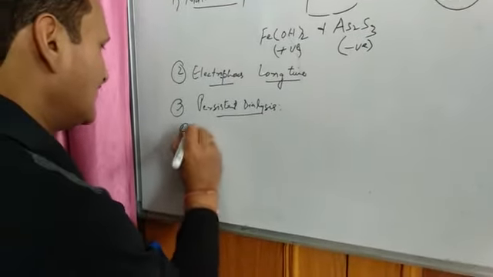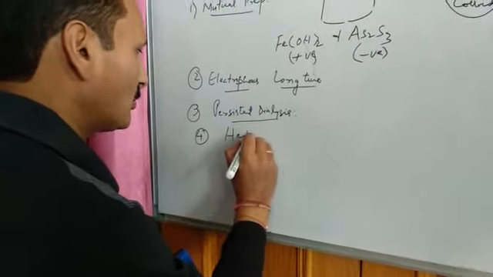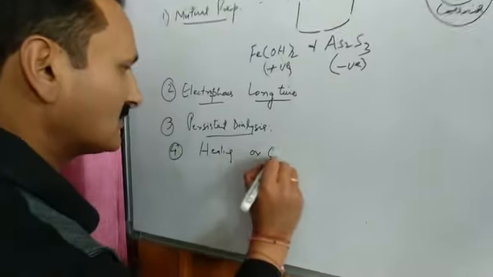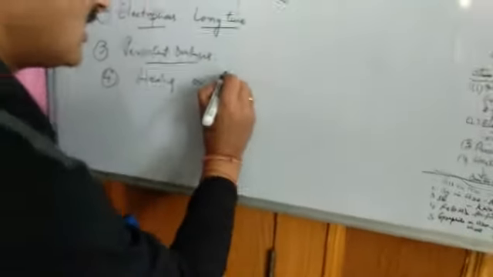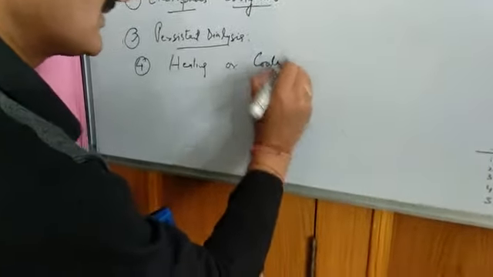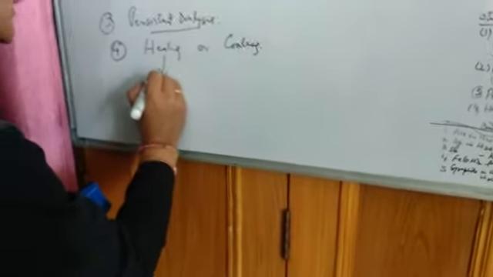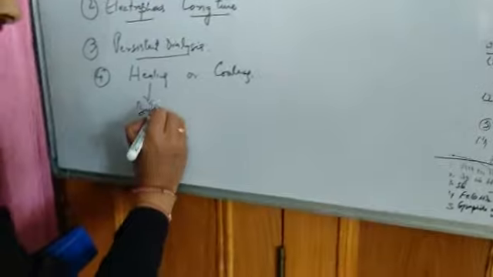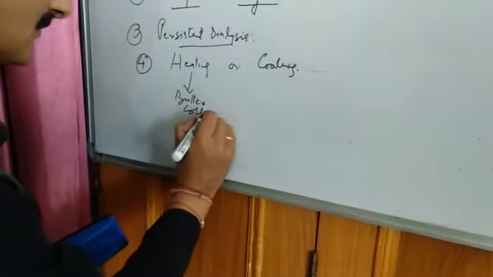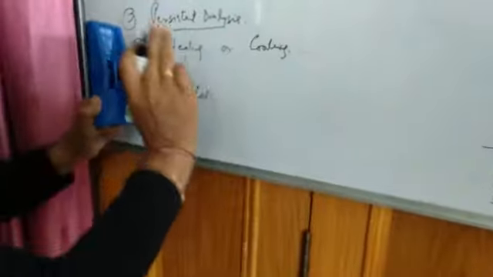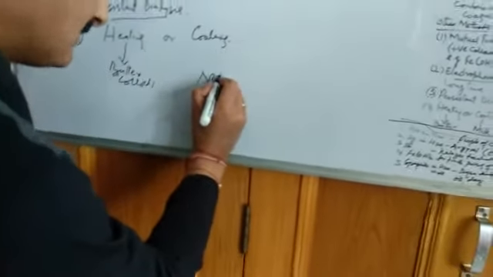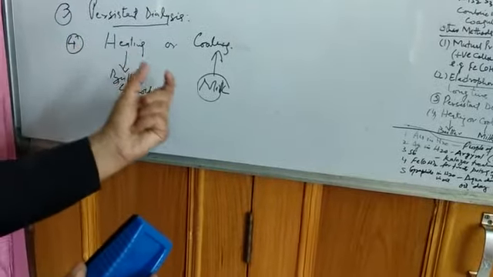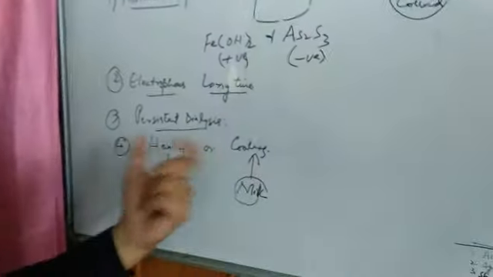And one more method is there, that is heating or cooling the colloidal solution. Sometimes we can coagulate a colloidal solution by either heating or cooling. For example, if butter is a colloid and it is heated, it gets coagulated. Similarly, if milk is cooled to a very low temperature, it too gets coagulated. So by heating and by cooling, we can coagulate colloidal solutions.